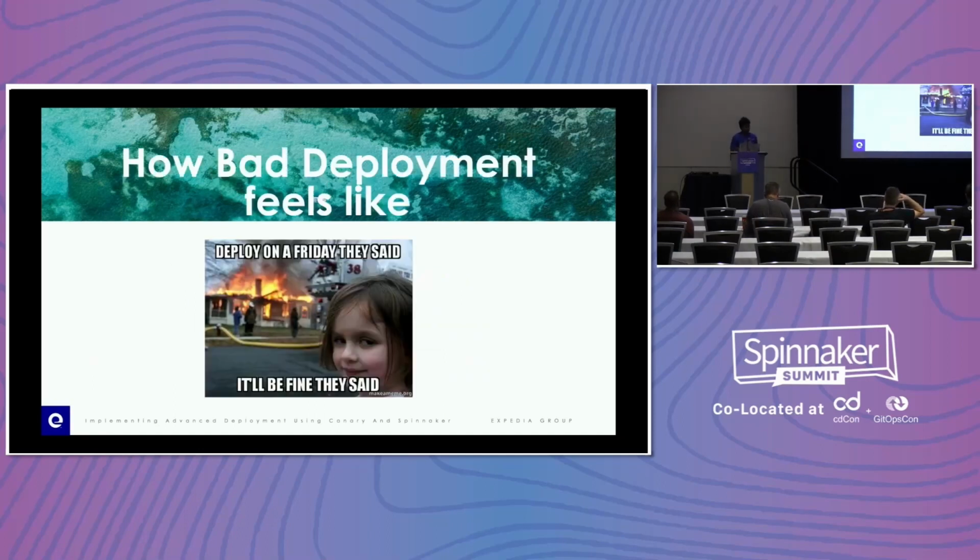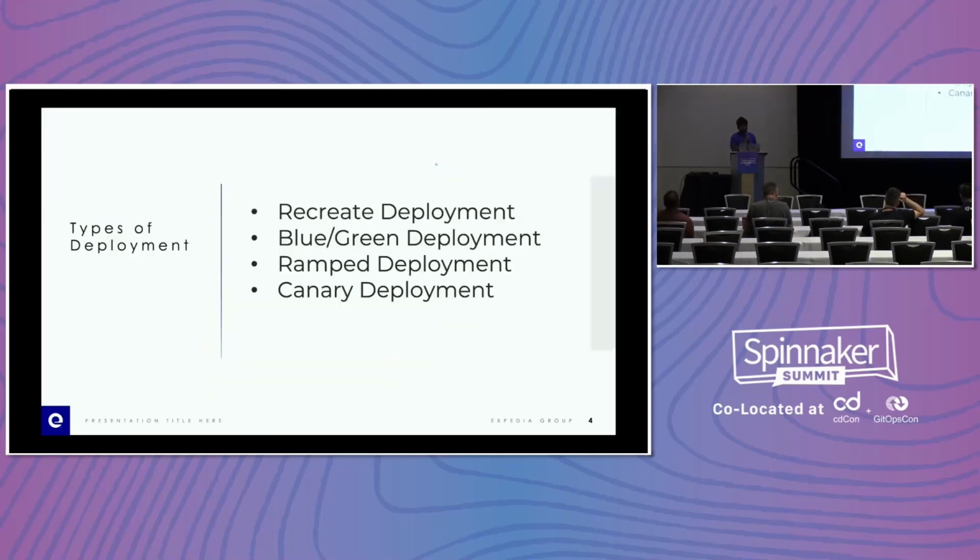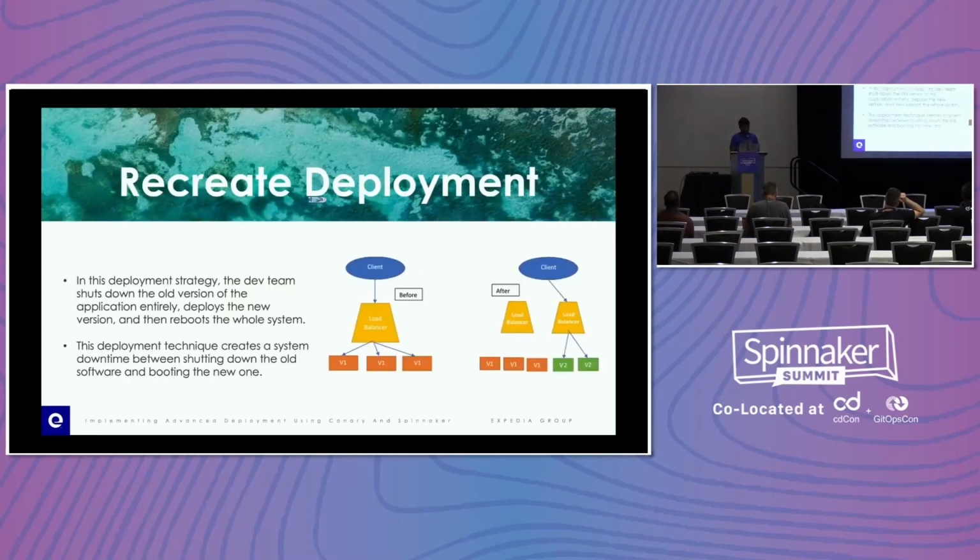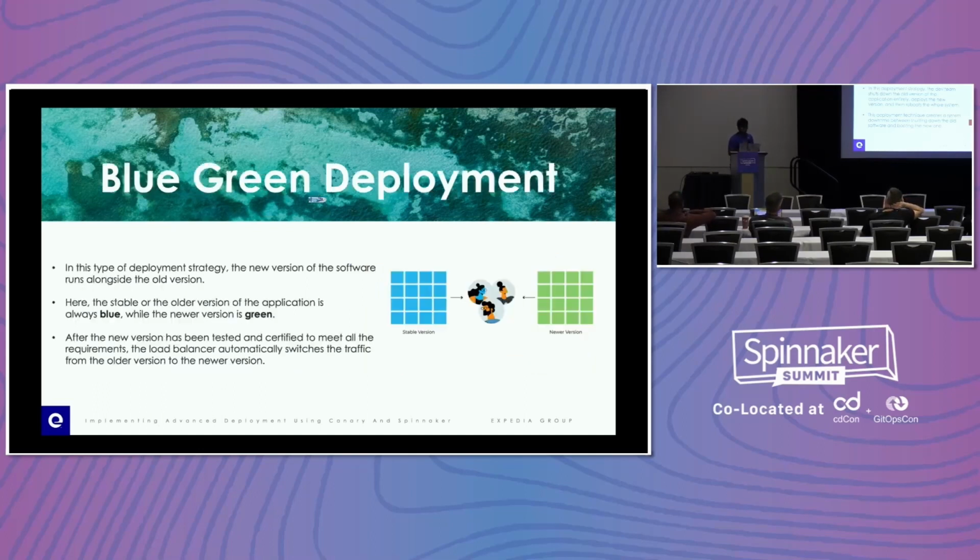So bad deployments are unavoidable, but definitely we can reduce the damage. Here are the deployment strategies we have available in the market. First one is a recreate deployment, the simplest one. We just delete all the available service, and we launch the new version in the servers. So we have a downtime in the recreate deployment.